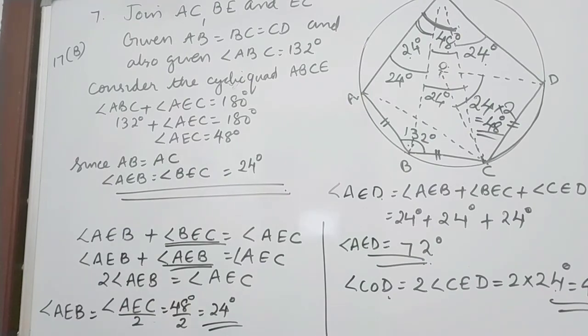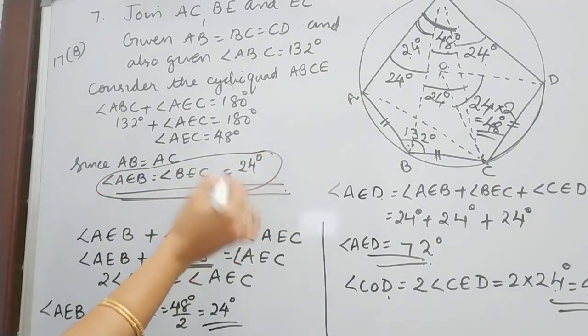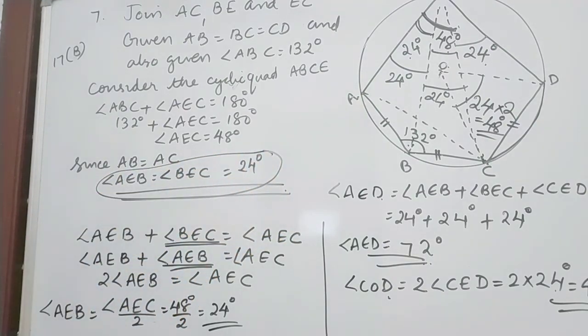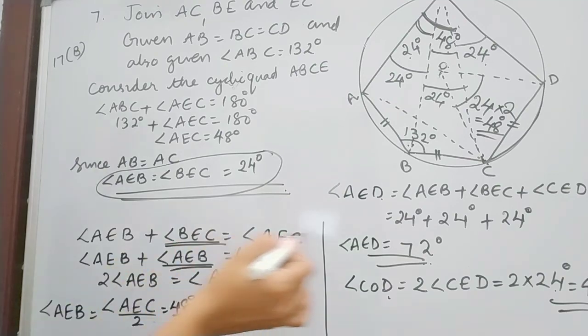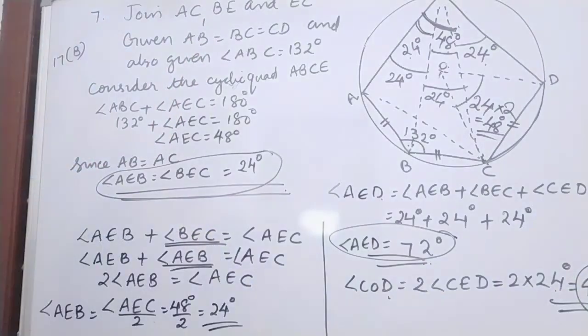That is the third part. Second part is AED. First part AEB, we got 24 degree. Second part AED is equal to 72 degree, and the third part COD is equal to 48 degree.